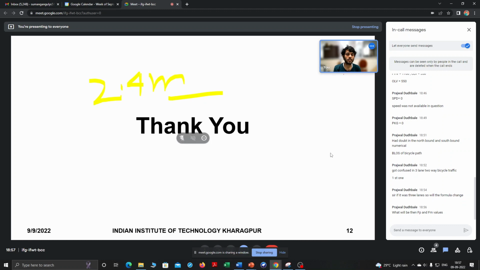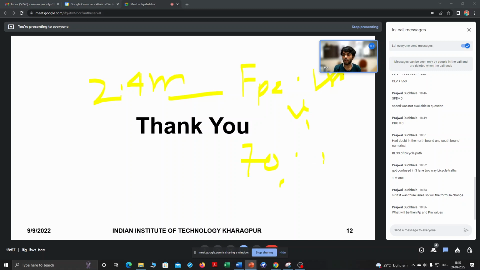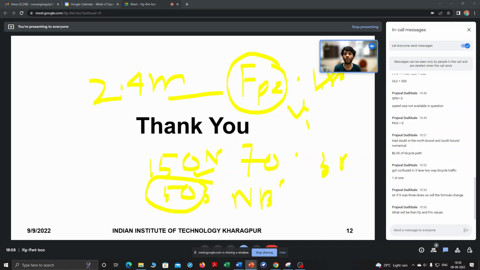Tell me why you are not able to understand. Suppose your FP is 0.188 into your V, where V is the volume in each direction. You have the 70 by 30 split, the northbound split. Now you calculate the number of vehicles. Suppose the number of vehicles is 150 and 50, north and south. Now you use your 0.888 into 150 to calculate your FP along northbound, and along southbound you use 50 into 0.888.